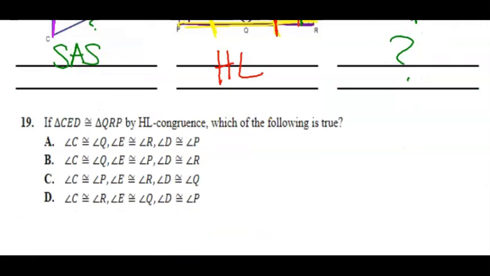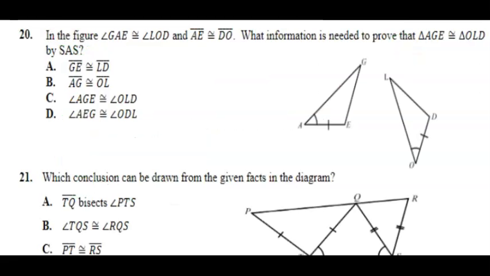19. If this is proven that these are congruent, which of the following is true? Okay, well, C has to go with Q. Angle C goes with Q based on the order. So it can't be C, can't be D. All right, now let's move on to the next one. E has to go with R. So what can I eliminate? I can eliminate B. So your answer is A. So looking at one thing at a time in your multiple choice. Okay, so try these out, reading the information, labeling the information, and going from there.